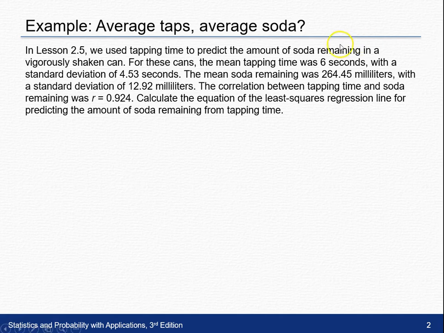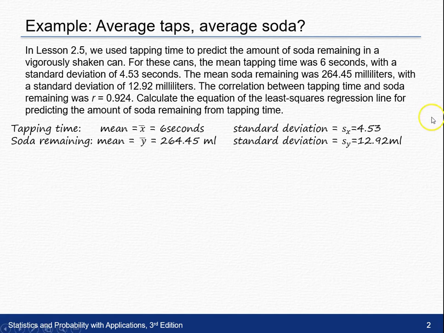So we'll begin by saying that the mean tapping time was 6 seconds with a standard deviation of 4.53. That's our mean of x and our standard deviation of x. Similarly, for our y variable, the predicted amount of soda, we have the mean and standard deviation. So I identified these with proper notation.